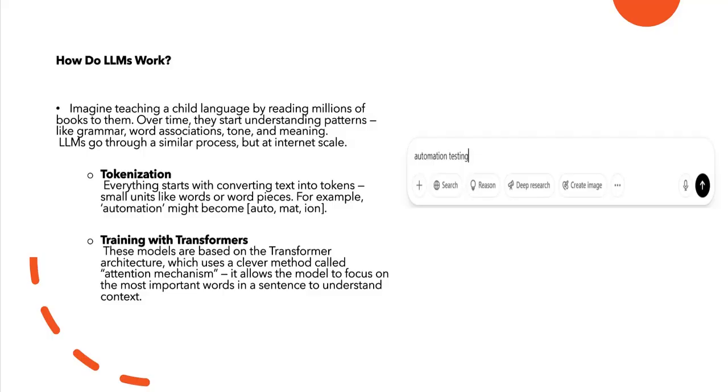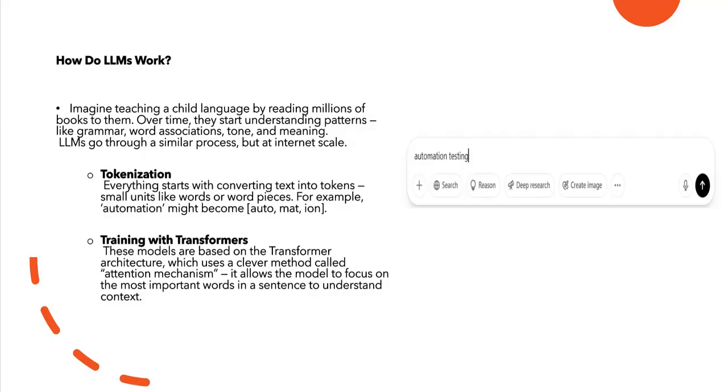Imagine teaching a child by reading millions of books to them. Basically, you treat an AI like a child. Immediately, when you provide certain instruction or anything, it won't understand that much clearly. But over time, a baby understands properly, whatever you speak, either the grammar or the words, and the tone and the meaning, everything. In the same way, AI will also understand over time.